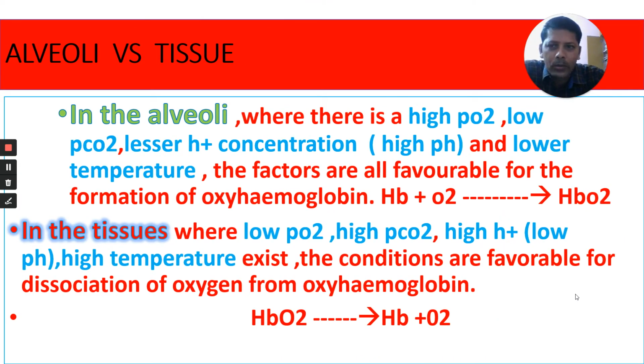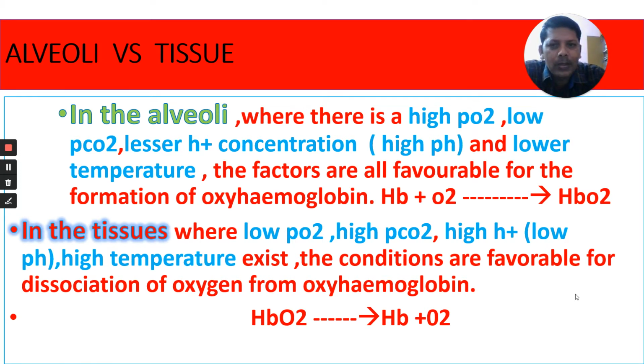Alveoli and tissues. In the alveoli of our lungs, there is a high PO2, partial pressure of oxygen. Can you recall that? In the previous part you learned the partial pressure of oxygen at the lungs is 104 mmHg, and low PCO2 is present at the alveoli. In tissues, what is the partial pressure of oxygen? It is 40 mmHg.